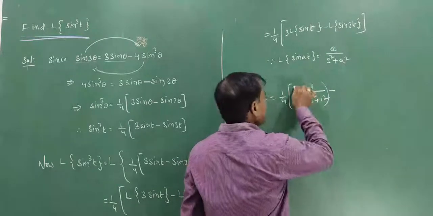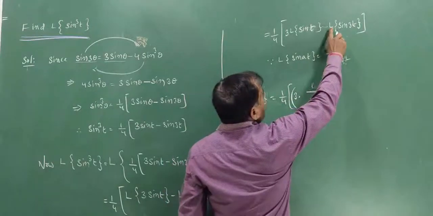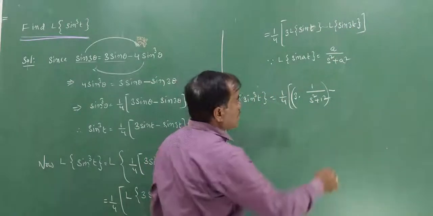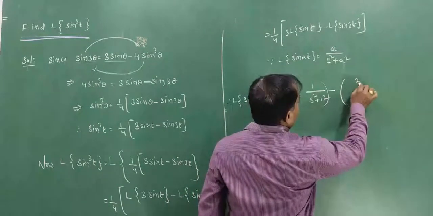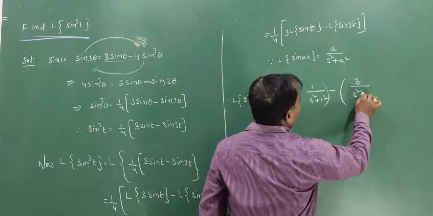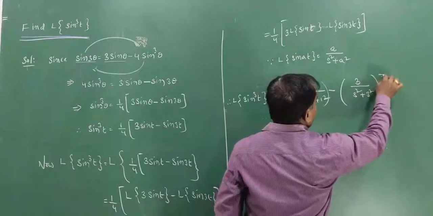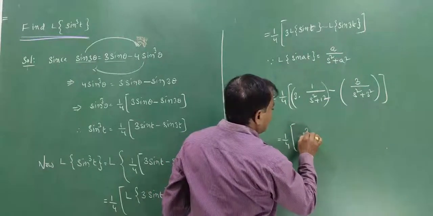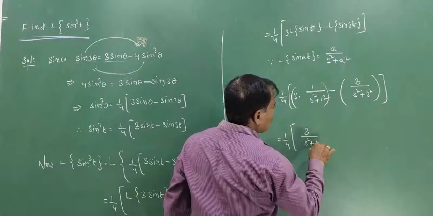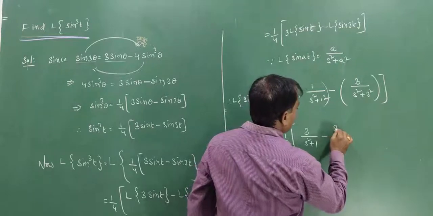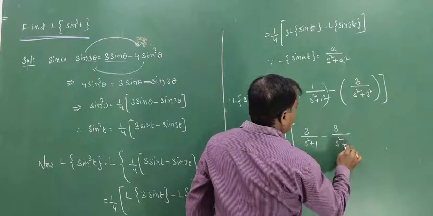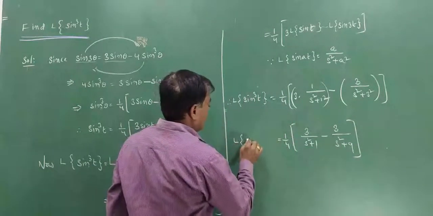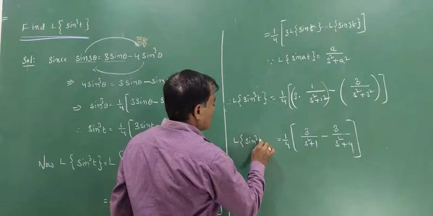minus the Laplace transform of sin 3t. What is a here? a equals 3. So therefore 3 by s square plus 3 square. This gives 1 by 4 of (3 by s square plus 1 minus 3 by s square plus 9). This is the Laplace transform of sin cube t.